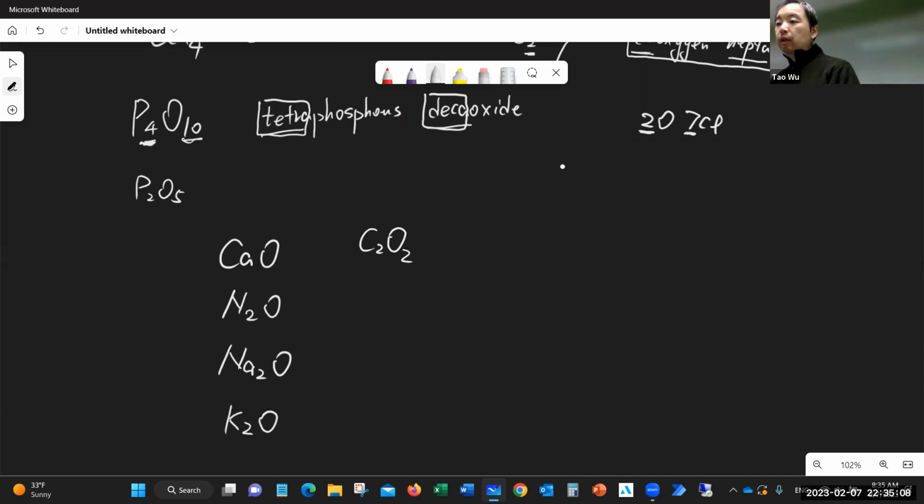Okay, so here we have those molecules. What is the name? First, you identify whether it is an ionic compound or a molecular compound. Calcium plus oxygen. Calcium is on the very left side here, so this is a metal. Metal plus non-metal, so this is ionic. This is called calcium oxide.